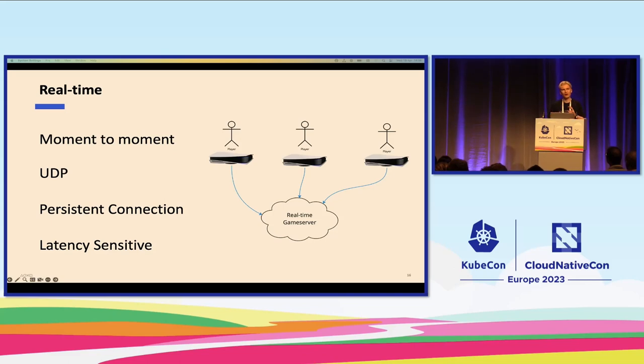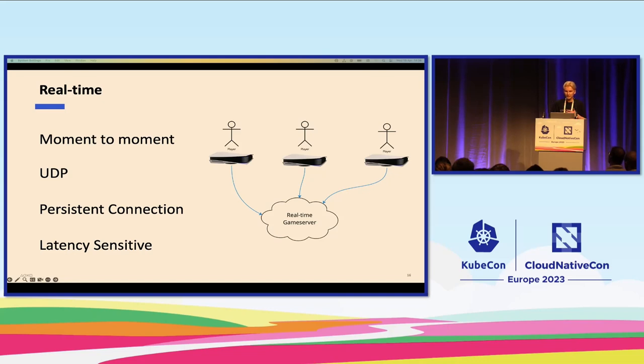So if you imagine one match in an FPS game, like one round of a deathmatch, that might be one persistent connection to a game server. At the end of the match, you would disconnect. But for the entire match, you need to be connected. If you get disconnected at any point, you're going to get an error or horrible lag or something on your end. And as I said, very latency sensitive.